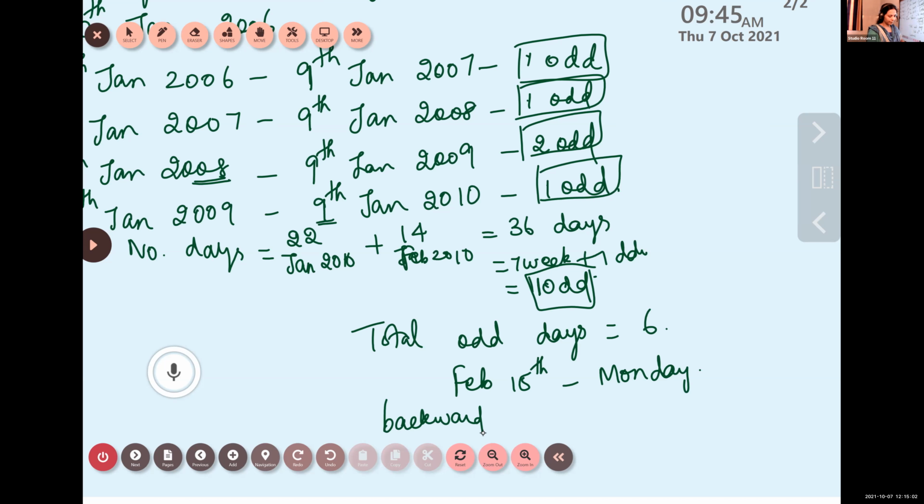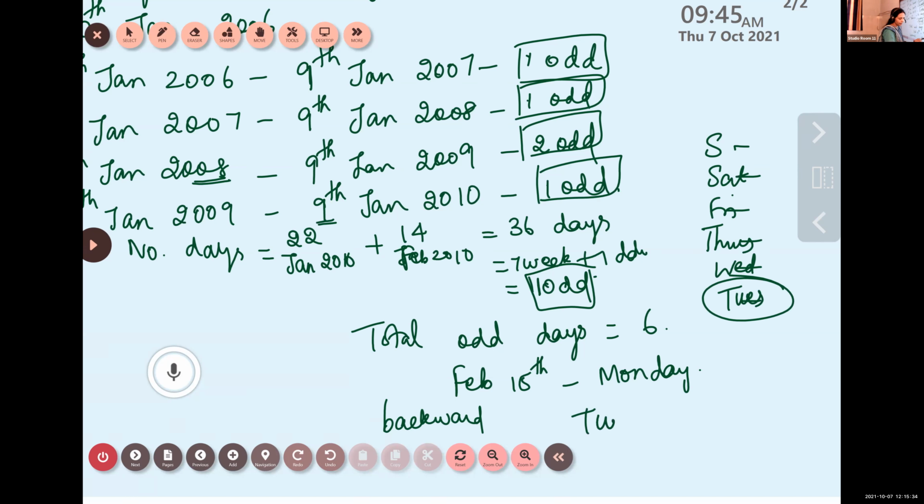15th February is Monday. Then if you count it backwards, the previous day will be Sunday, then Saturday, Friday, Thursday, Wednesday, Tuesday. Is it correct? 1, 2, 3, 4, 5, 6. So when you count it backwards, it will be on Tuesday.